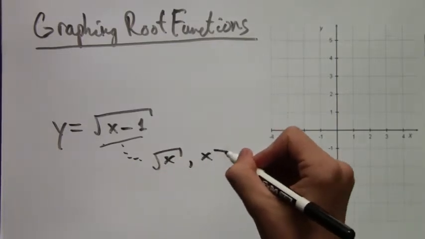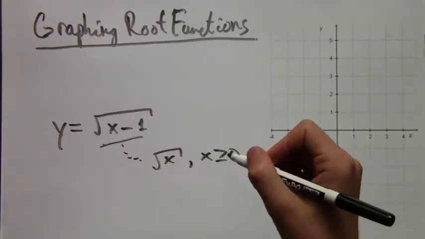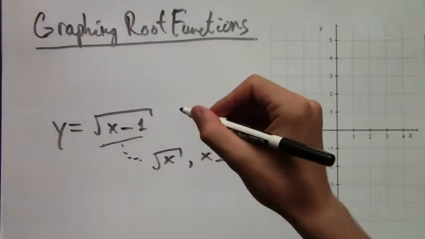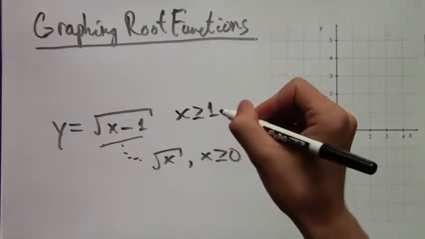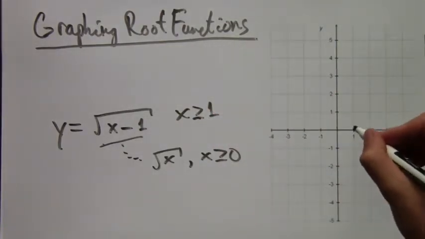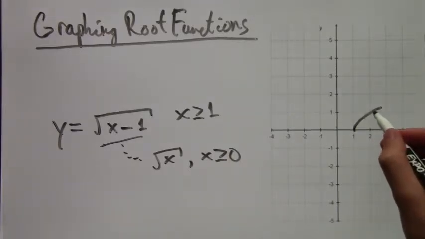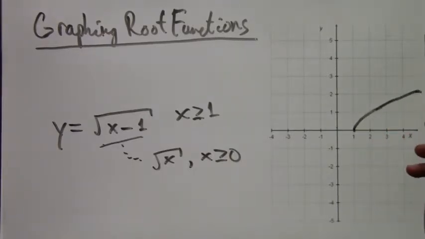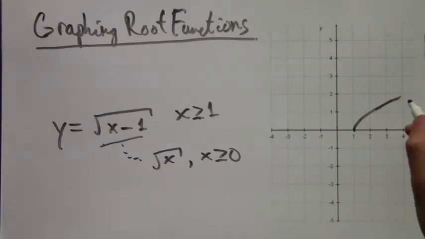If you remember anything about the domain of root functions, you just know that the root of x only works for x greater than or equal to 0. Well, similarly, the root of x minus 1 works only for x greater than or equal to 1. The thing inside of the square root has to be greater than or equal to 0, or you don't have a real number.